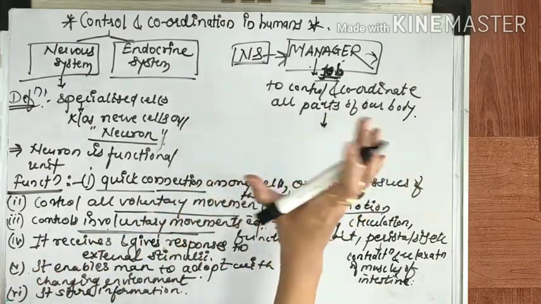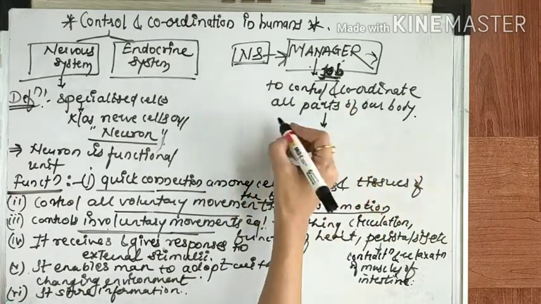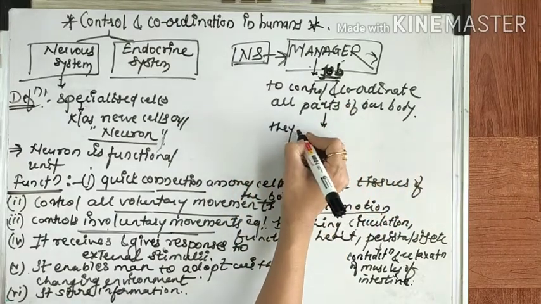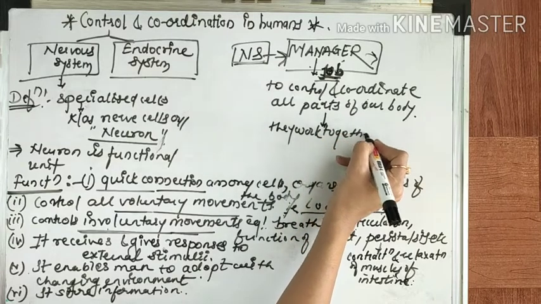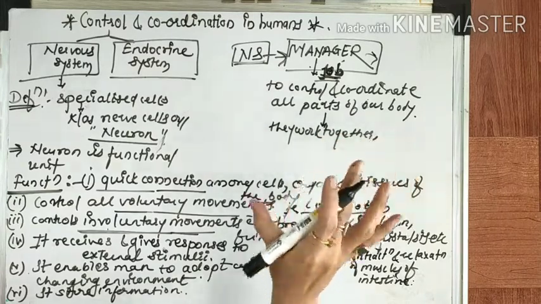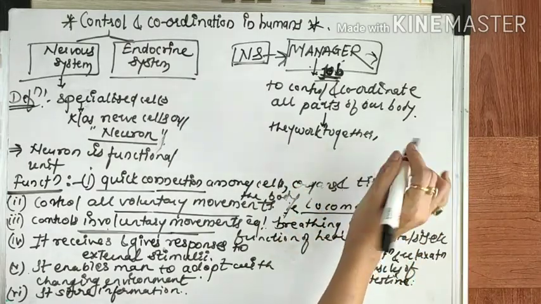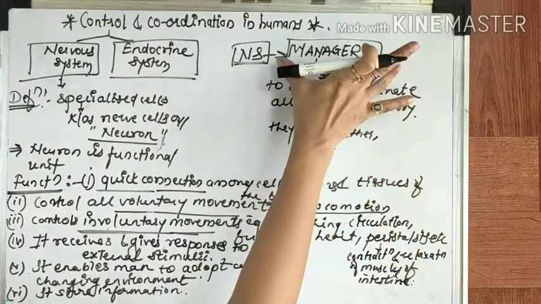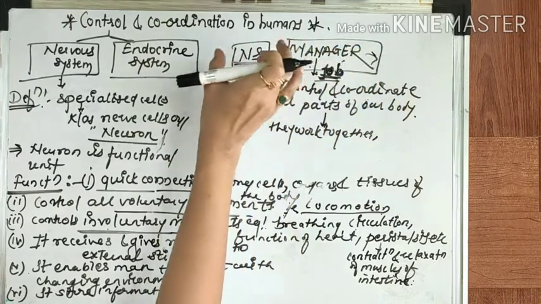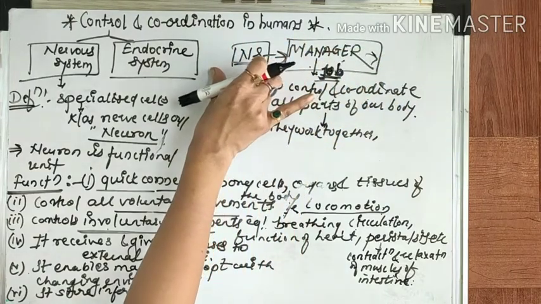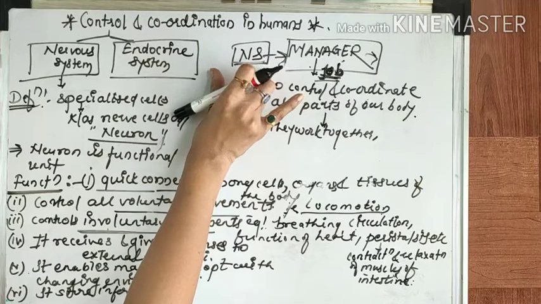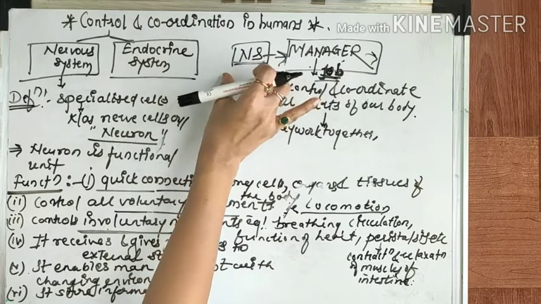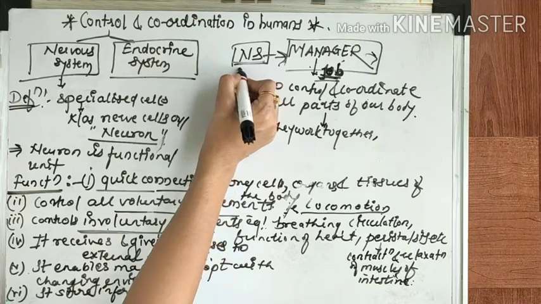Okay, so they control and coordinate all the parts so that they work together and do their job at the right time. That is actually the role of a manager. That is nothing but the nervous system. Okay, so the nervous system coordinates muscles.